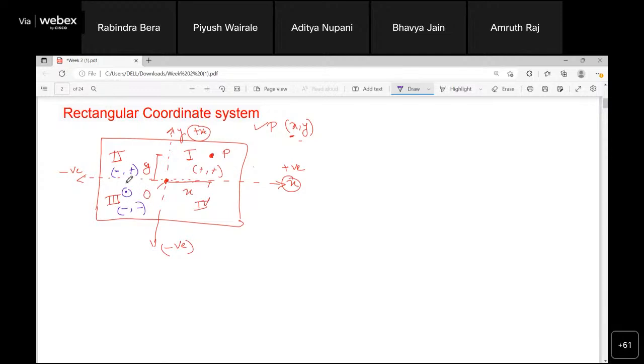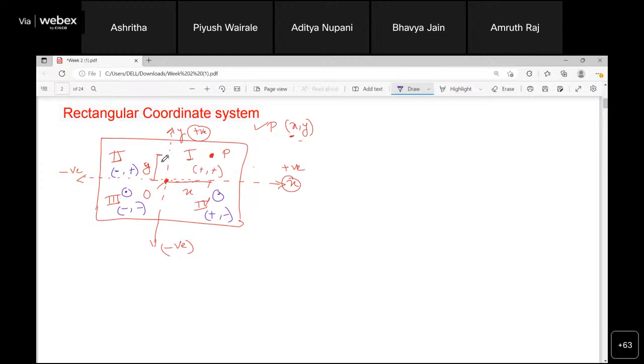Here you can see my point lies below the horizontal x-axis, that is negative, and on the left-hand side of the y-axis, that is also negative. So it is minus, minus, right? Now in the fourth quadrant, x is positive and y is negative. You can see it is lying on the right-hand side of the y-axis, but below the x-axis, so this y coordinate is negative, right?